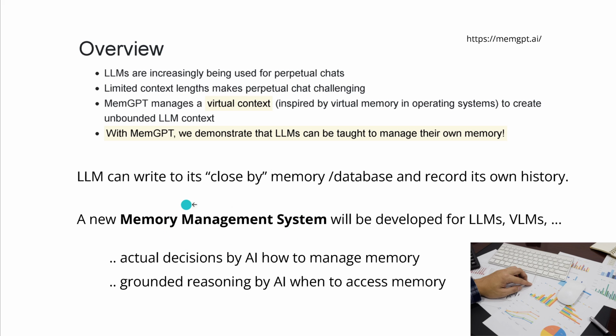How the interplay of the management control flow, this is something I think will go on in the next half year, maybe up to a year, to find here a new memory management system. So you have an actual decision by the AI itself how to manage its memory, and you have some grounded reasoning from the training data by the AI when the AI decides to access specific memory tiers for specific functions given your specific task.